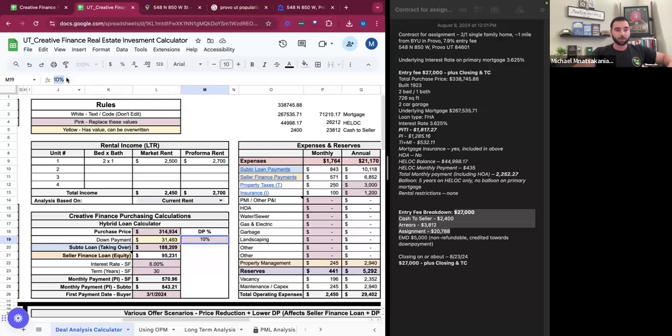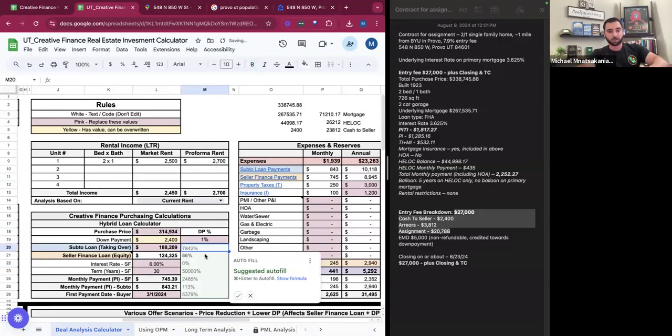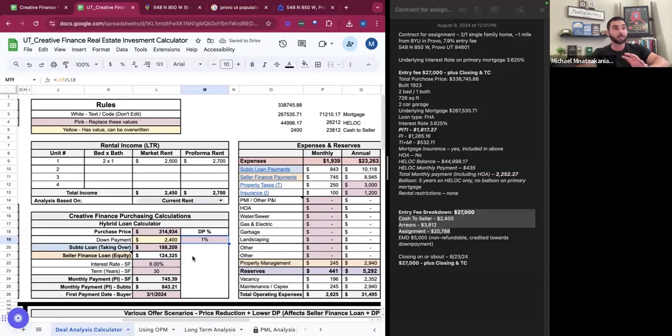In this example, since we're going to put a number in here, our down payment is $2,400. So we're going to hard code that. We're going to click equals that divided by the purchase price. So it's less than 1% down payment. That's awesome. Doesn't mean your entry cost is less than 1%, but your down payment itself on the purchase price is less than that.